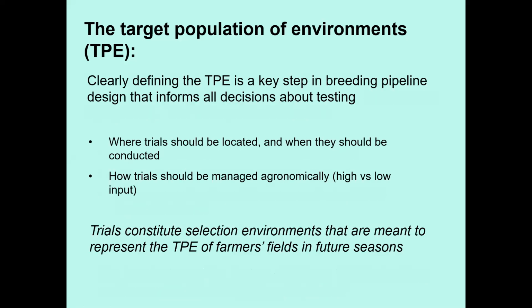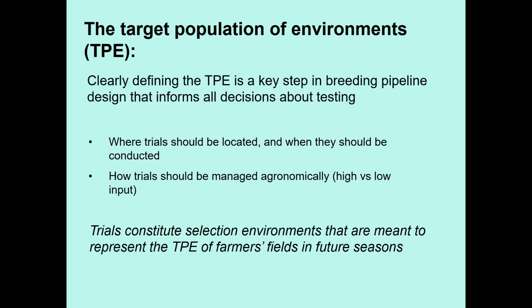Clearly defining the TPE is really a key step in breeding pipeline design. It informs all decisions about testing. Decisions like where should trials be located, how many trials should be conducted, and when should they be conducted? Should they be planted early or late in the wet season, the dry season? How should they be managed agronomically, high versus low input?